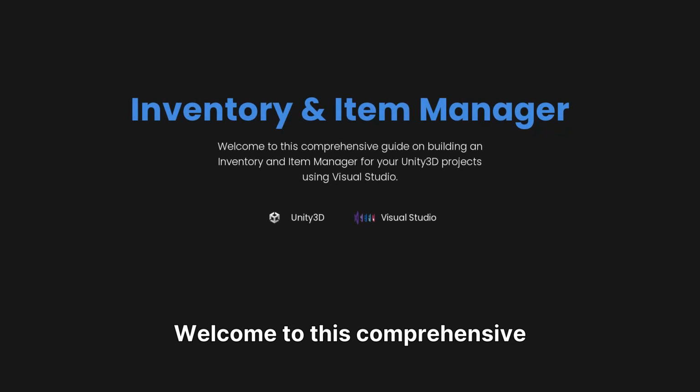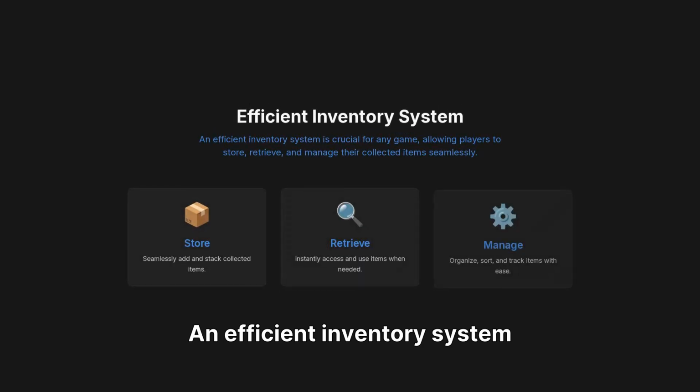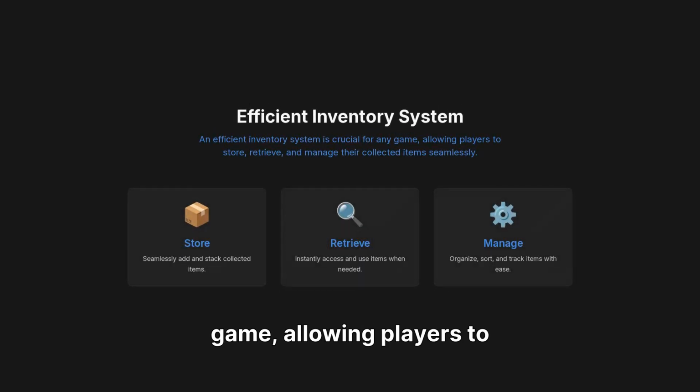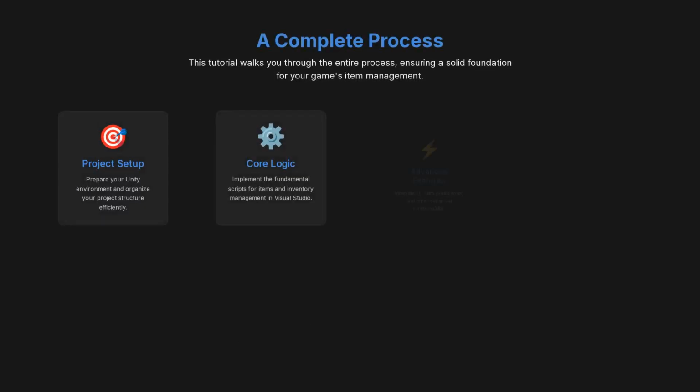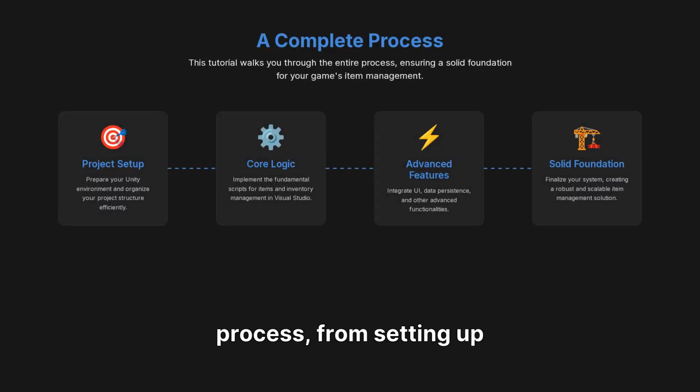Welcome to this comprehensive guide on building an inventory and item manager for your Unity 3D projects using Visual Studio. An efficient inventory system is crucial for any game, allowing players to store, retrieve, and manage their collected items seamlessly. This tutorial will walk you through the entire process, from setting up your project to implementing advanced features, ensuring a solid foundation for your game's item management.